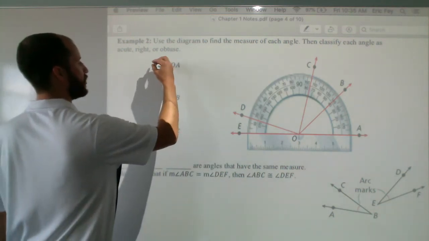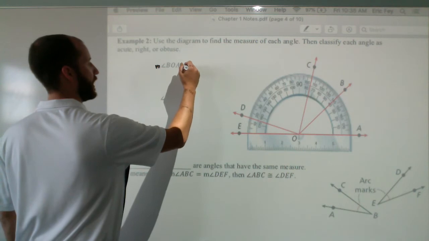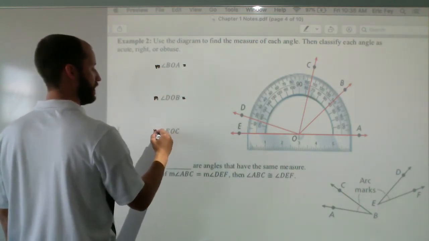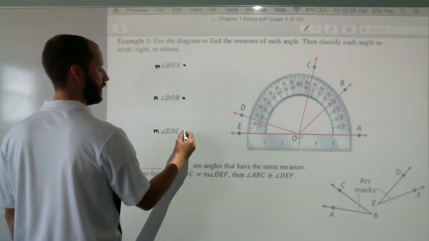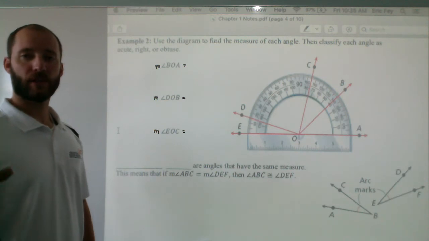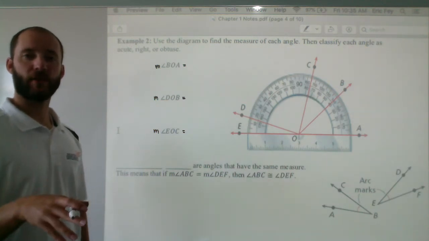So the measure M of angle BOA, the measure M of angle DOB, the measure of angle EOC. Take a moment to look at those measures, check my completed notes before moving on.